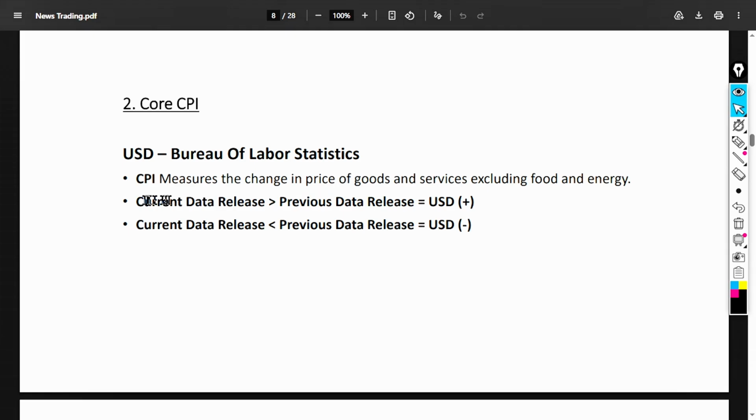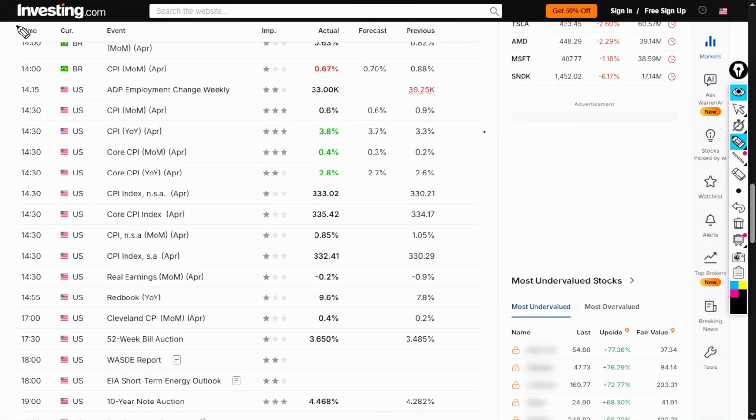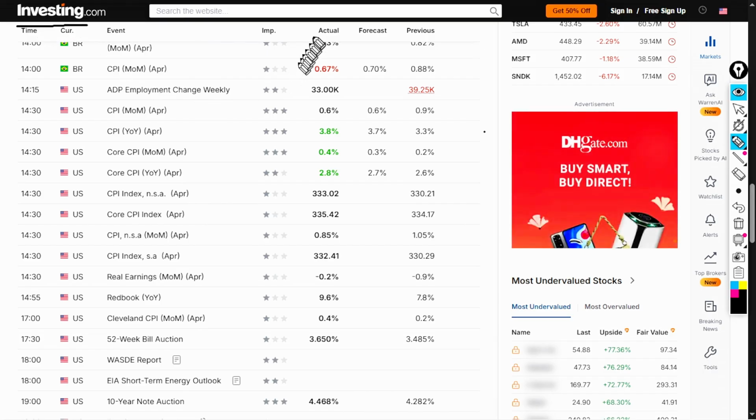If the current data came out greater than the previous data, you are going to see the dollar being positive. If the current data is less than the previous data, the dollar will be negative. Now, where do you get all this data, how do you see it, interpret it, and trade with the current data that has been released? You are going to get all that type of data here on investing.com. This is the actual and this is the previous.